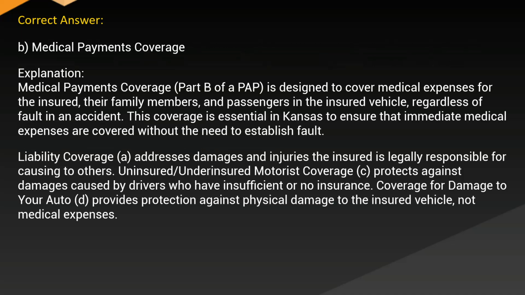Correct answer. B. Medical payments coverage. Explanation. Medical payments coverage, Part B of a PAP, is designed to cover medical expenses for the insured, their family members, and passengers in the insured vehicle regardless of fault in an accident. This coverage is essential in Kansas to ensure that immediate medical expenses are covered without the need to establish fault.